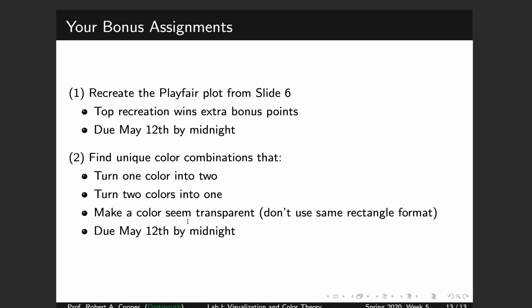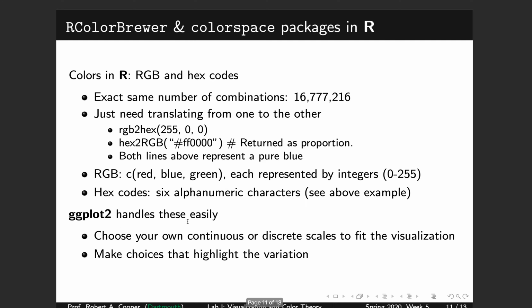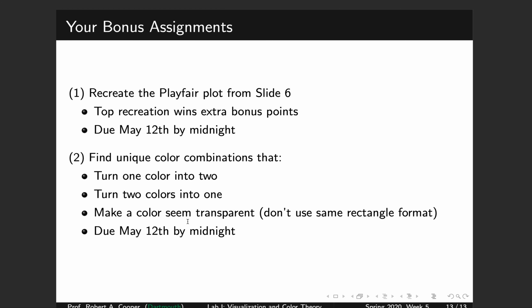In addition, you may also create color theory rectangles like the ones I've shown you, like this one, where you take one color and make it look like 2, or you take 2 colors and you make it look like 1. And if you want, you can also try making a color look transparent. I strongly suggest you change the rectangle format, but you will have the code that I've given you so that you can change the rectangles.